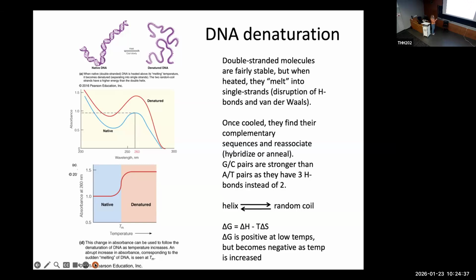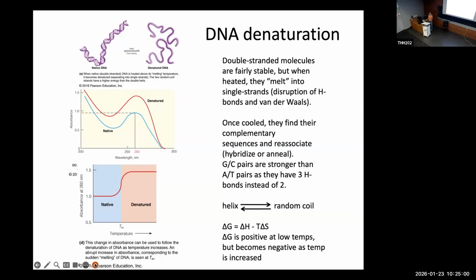But what happens when that is heated up is that it denatures, it comes apart into two single-stranded structures. We call that denaturing, we call it melting. Those terms are both sort of used interchangeably. So how does it go back and forth between this? How do we detect this?